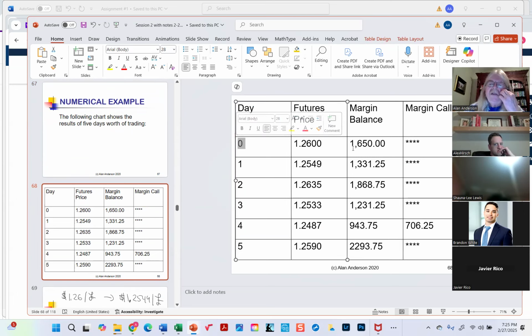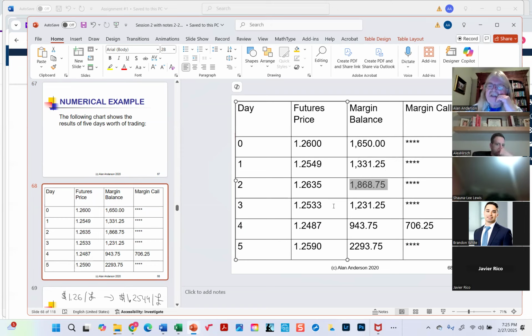Day zero is today. Here's your margin balance. You put that money in yourself. The first day we lose money, and the balance drops to 1331.25. But now remember, the maintenance margin is 1,000, so we don't have to put any more money back in unless our balance falls below 1,000. Then it goes up. Now here we could actually withdraw everything above 1650 if we choose to do so.